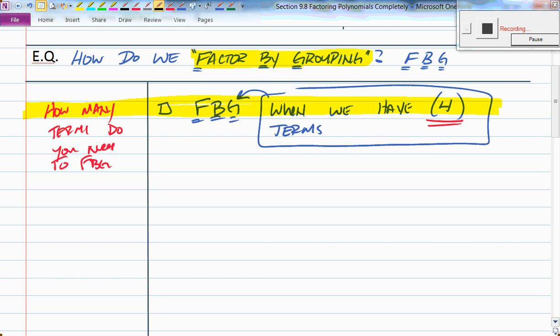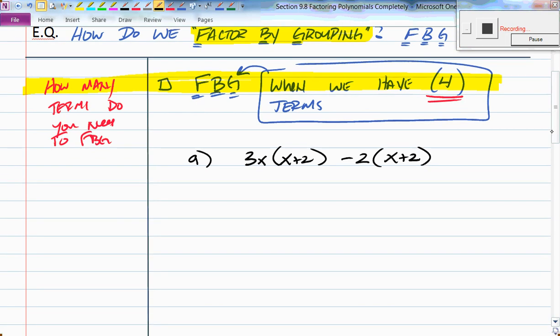So here's the general idea. Let's say I give you 3x times x plus 2, and let's say I give you minus 2 times x plus 2. Now, this doesn't necessarily have four terms. We're going to get to that a little bit later. But I want to ask you, do you see anything in common between these two terms? They have an x plus 2. This piece right here and this piece right here. These two binomials, they match. You guys agree with that?